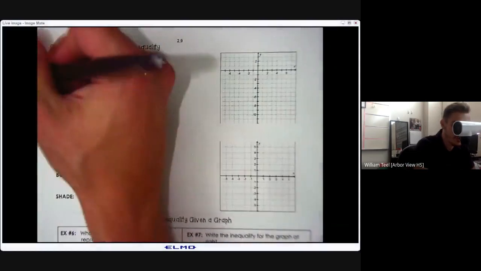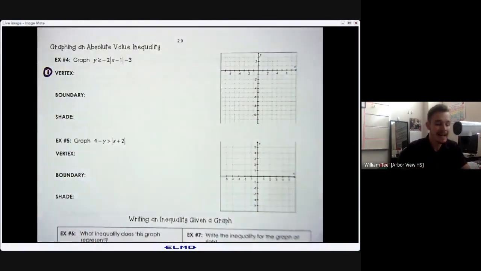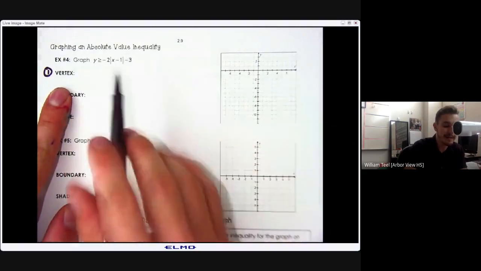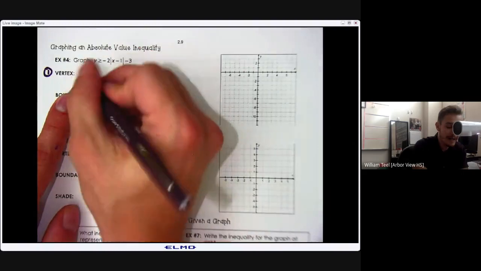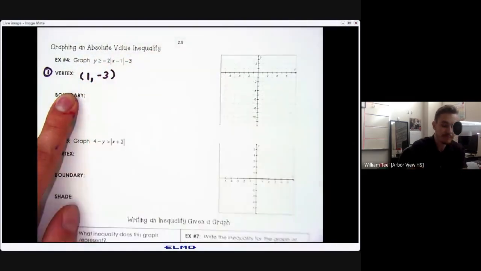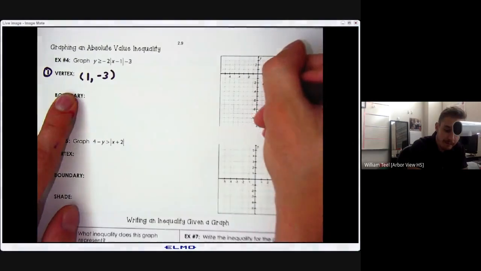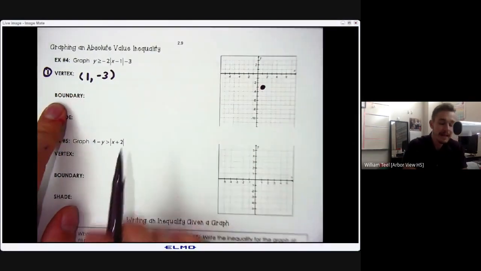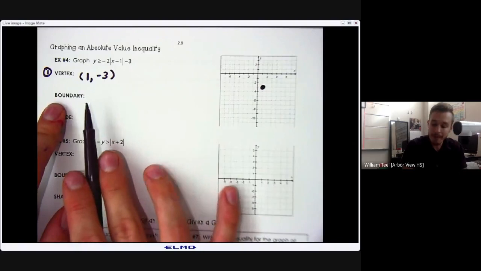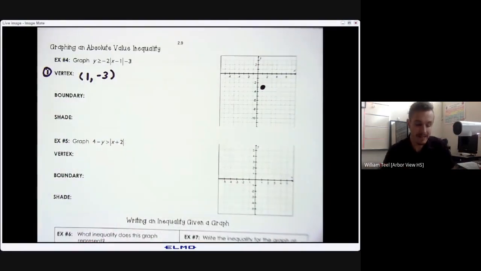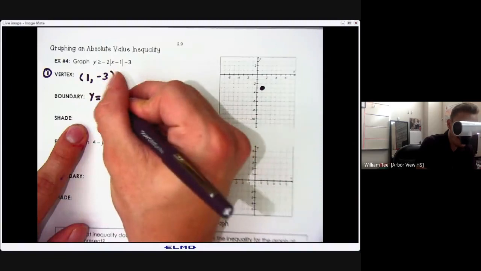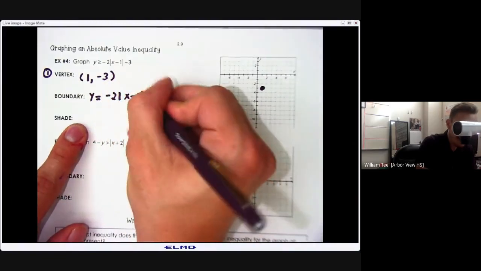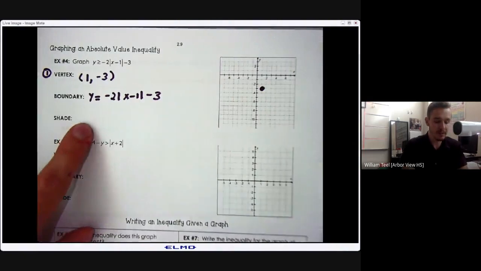The first thing I'm going to do if I'm graphing an absolute value inequality is I'm going to find the vertex. So the vertex is going to be opposite inside, comma, outside. So this vertex is going to be 1, comma, -3. Right? And I'm going to go ahead and put that on my graph here. 1, comma, -3. Now I'm going to figure out what my boundary is. I know that my boundary is going to be that graph, but my boundary, again, is not going to include the inequality. I'm just going to say my boundary is y equals -2 times the absolute value of x minus 1 minus 3. So we're going to go ahead and graph this.